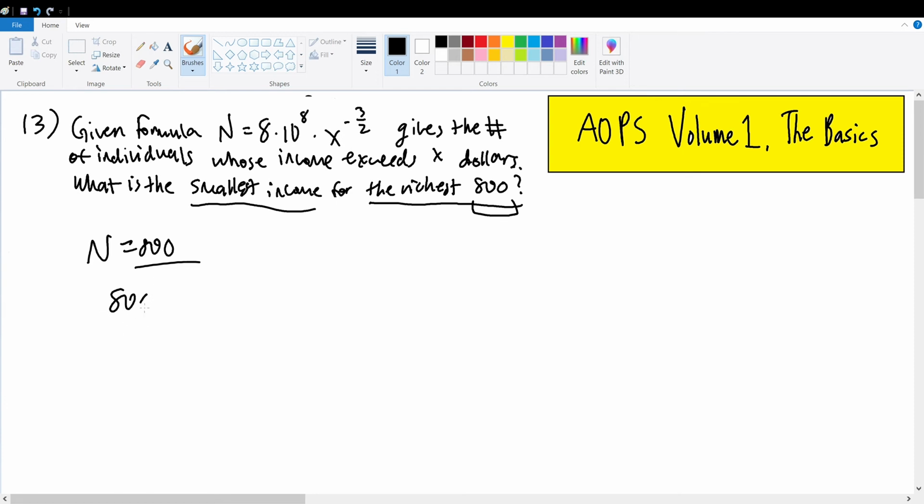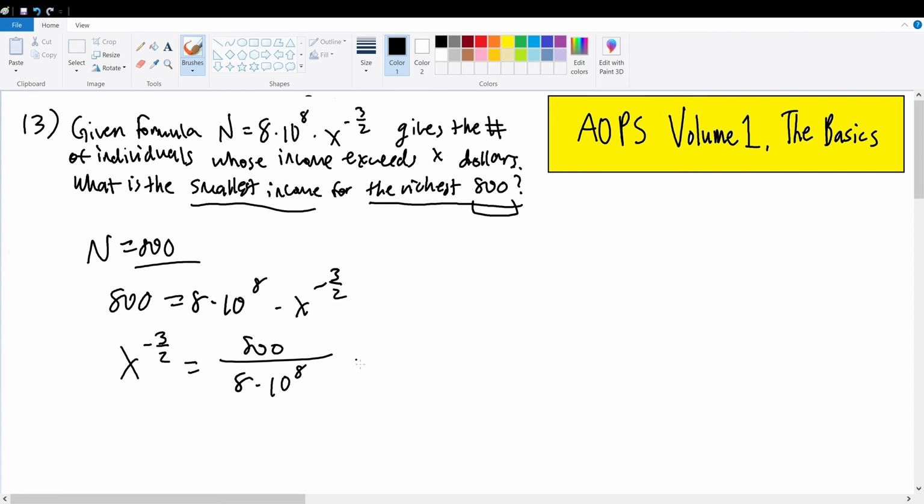So 800 will be equal to 8 times 10 to the 8th power times x to the negative 3 over 2 power. This is just calling for some algebraic manipulation, and we can do so by dividing both sides by 8 times 10 to the 8th power to obtain x to the negative 3 over 2 power equal to 800 over 8 times 10 to the 8th power. And 800 divided by 8 is equal to 100, so we simplify this fraction to 100 over 10 to the 8th power. 100 is nothing more than 10 squared, so 10 squared divided by 10 to the 8th will be equal to 10 to the negative 6 power, which is also equal to x to the negative 3 over 2 power.